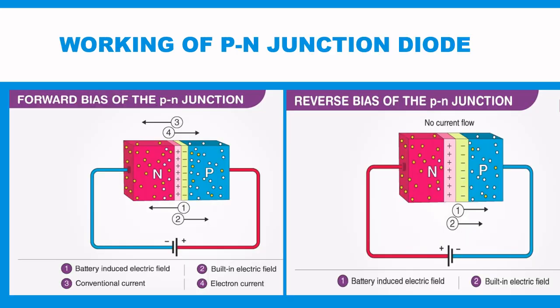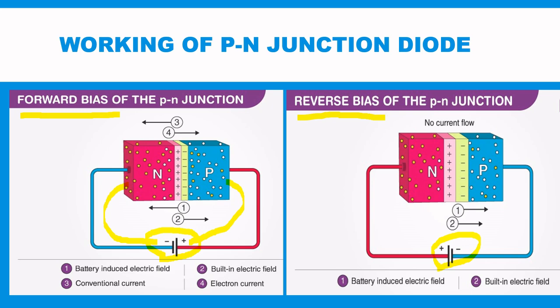Now let's focus on the working of PN junction diode. The external voltage applied to the PN junction is called bias voltage. Depending on the polarity of the external source to the PN junction, we have two types of biasing. They are forward bias and reverse bias. If the positive terminal of the external voltage source is connected to the P side and negative terminal is connected to the N side, it is called forward biased, as shown in this figure.